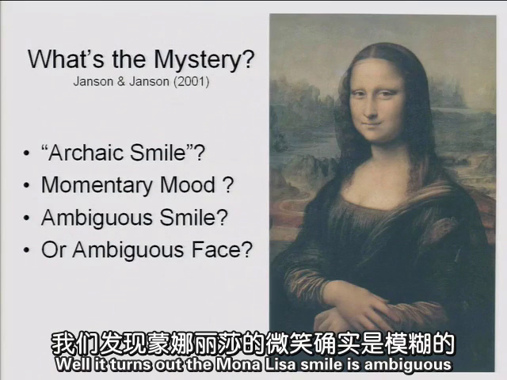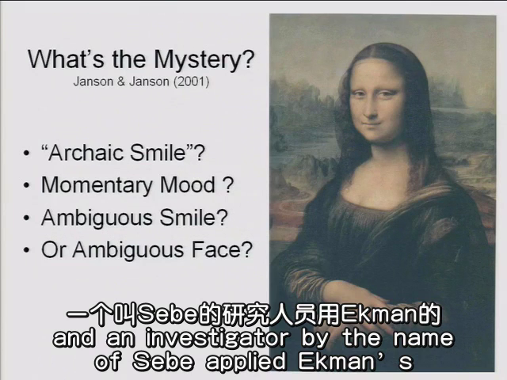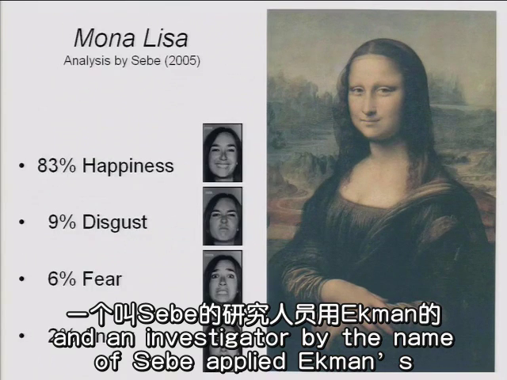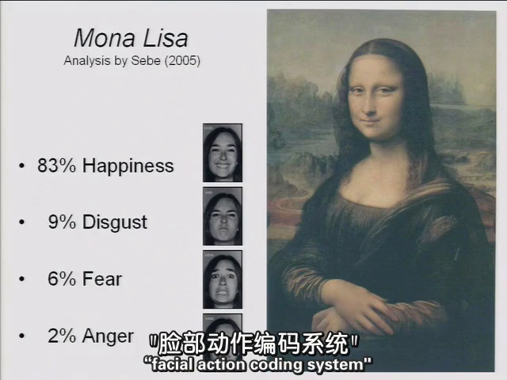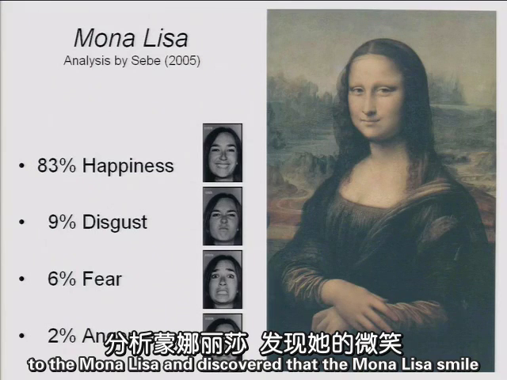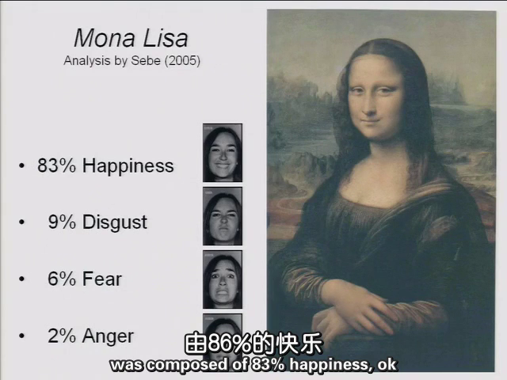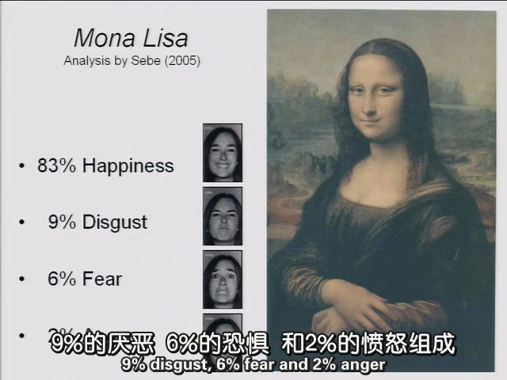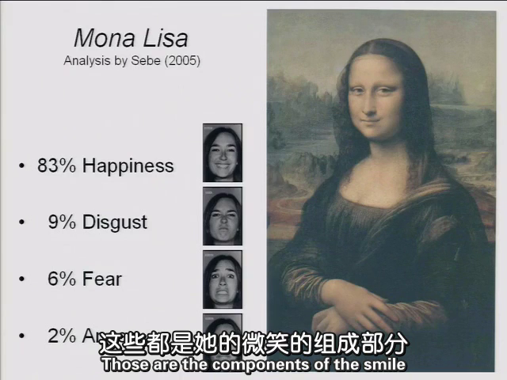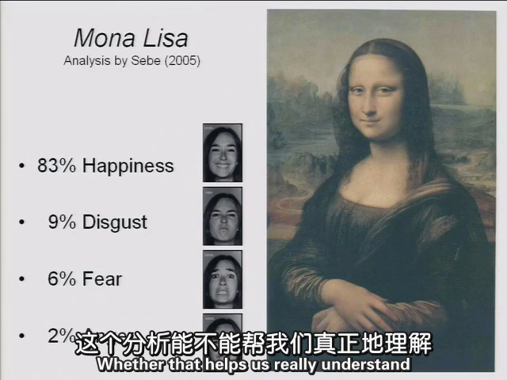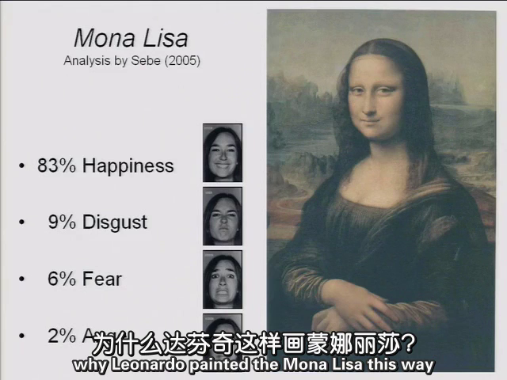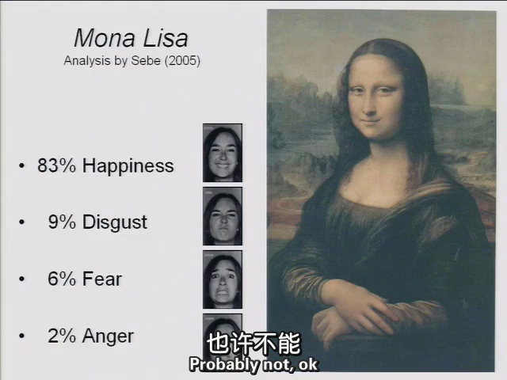Well, it turns out the Mona Lisa smile is ambiguous. An investigator by the name of Sebi applied Ekman's facial action coding system to the Mona Lisa and discovered that the Mona Lisa smile was composed of 83% happiness, 9% disgust, 6% fear, and 2% anger. Those are the components of the smile. Whether that helps us really understand why Leonardo painted the Mona Lisa this way, probably not.